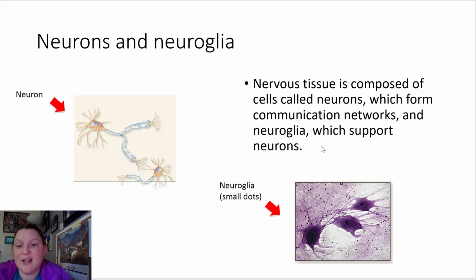The other type of cell is the neuroglia. These small glial cells are seen throughout the nervous tissue. These are support cells that help nourish and take care of the larger neurons. They also produce the myelin sheath.